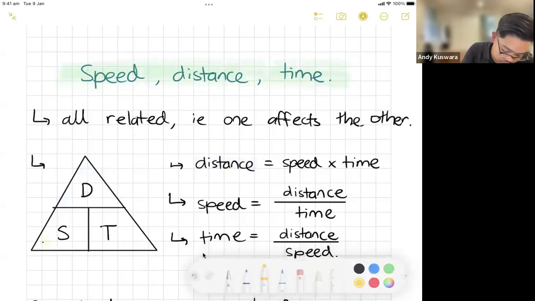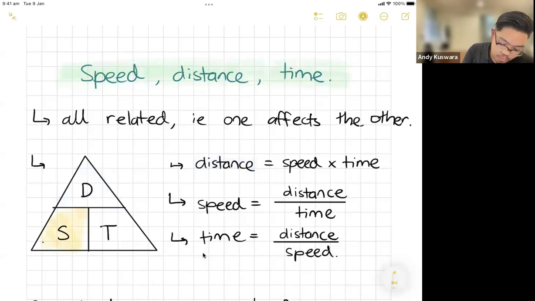Now, if I wanted to find what the speed was, I would put my finger over the S, and I can see that there's distance up on top and time on the bottom. So you go distance on top of time, and we know that division and fraction are the same thing.